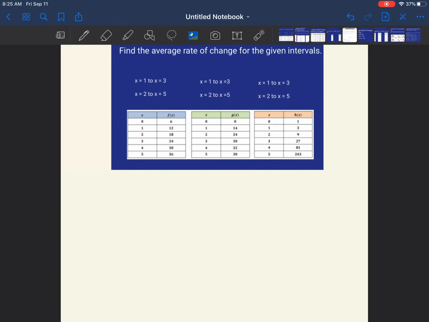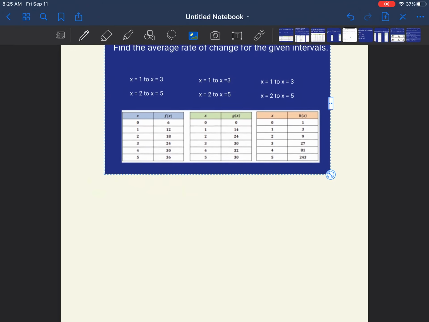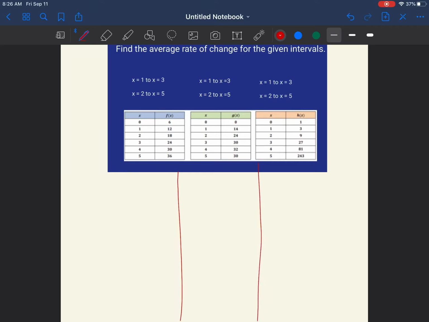All right, let's see if I can make this slightly bigger. We'll need the space. It says find the average rate of change for the given intervals. So we have 3 tables here. I'm going to separate them so we can see where we do our work for each one. You'll notice the intervals are the same for each table, but we do have 2 sets we're going to find. So let's start with this first table.